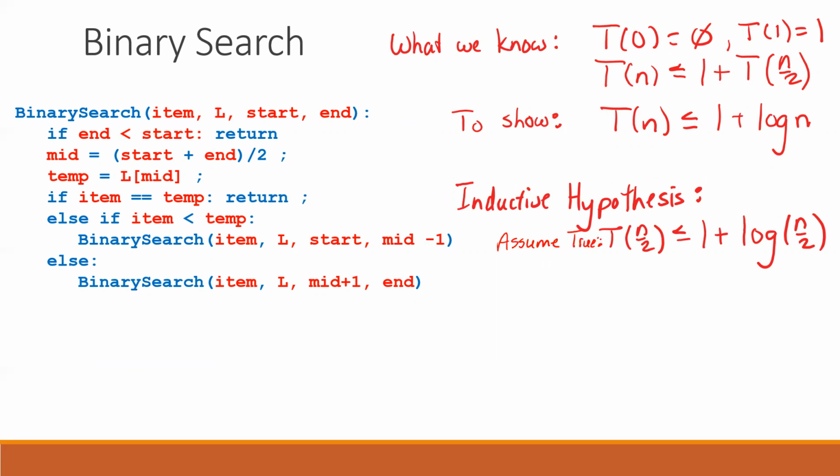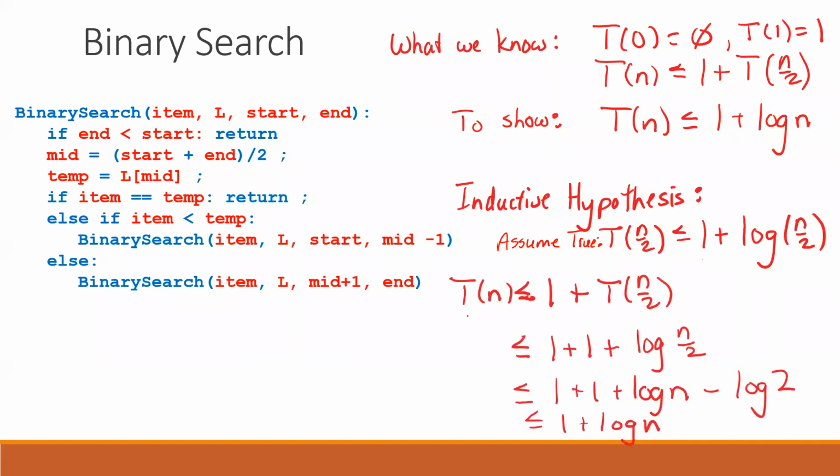Right, that t of n over 2 is less than or equal to 1 plus log of n over 2. So now we're going to use that to prove that t of n is less than or equal to 1 plus t of n over 2. Since we're assuming this is true, we can substitute this in for this, right? And so we get 1 plus log of n over 2.